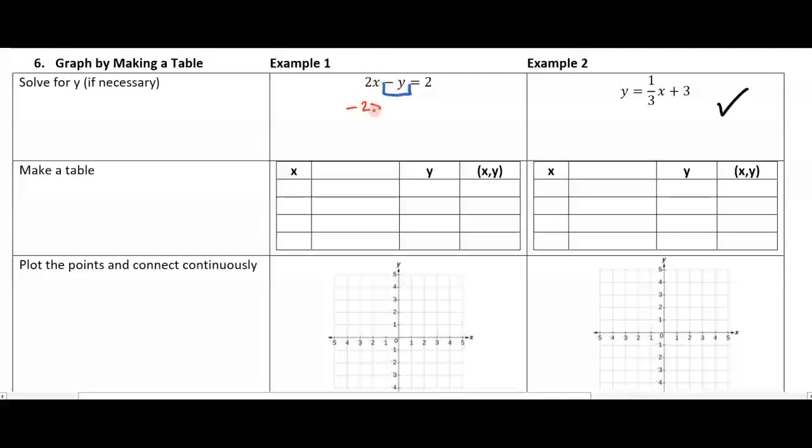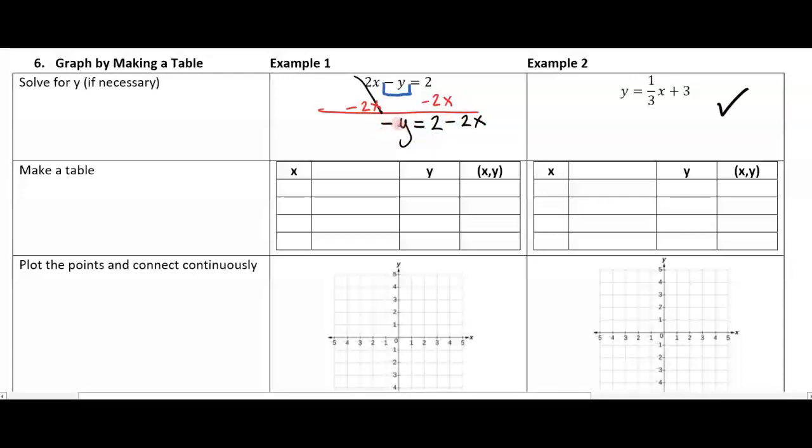So I'll subtract 2x from each side, additive inverse property. My 2x minus 2x becomes 0. 0 minus y is -y. Right? Equals 2 minus 2x.